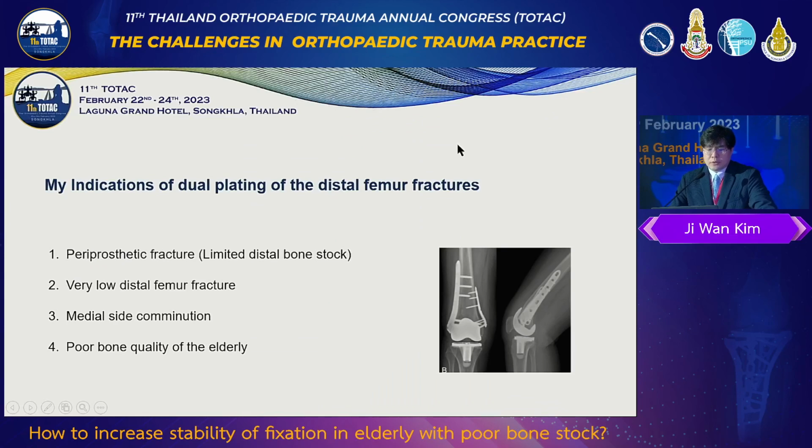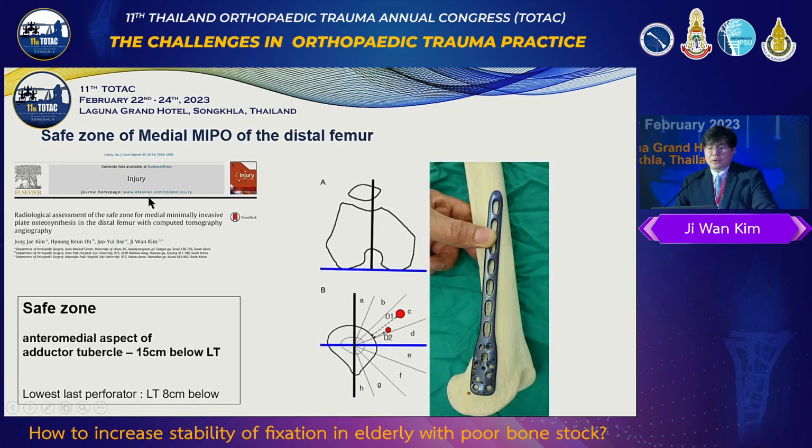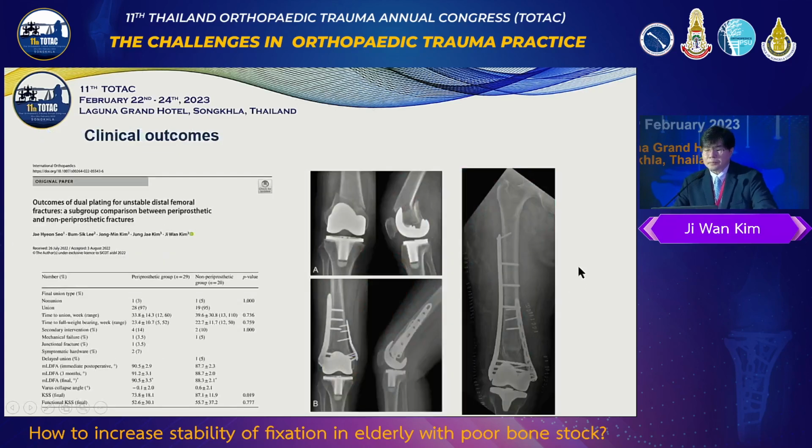So I introduce my indication for dual plating of distal femur fractures. In the distal femur, a periprosthetic fracture, a far distal femur fracture, or medial side comminution is very important, and or poor bone quality in the elderly, I do dual plating. I reported nine years ago the safe zone of medial MIPO in dual plating of the distal femur. The anteromedial is very safe, and far proximally the anterior side is far from the femoral artery, so it is a very safe zone. You can remember the anteromedial is the safe zone for medial MIPO.